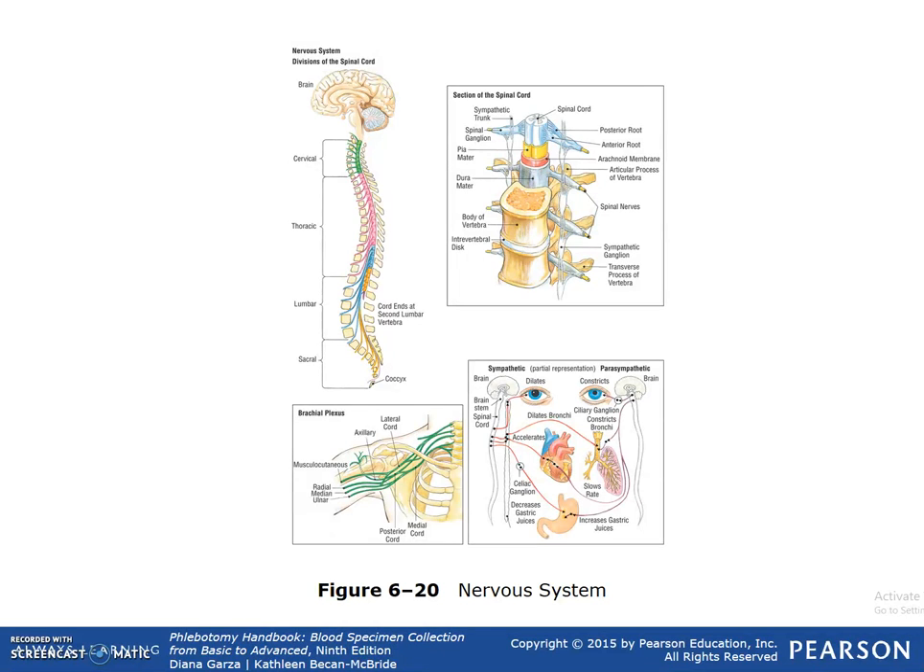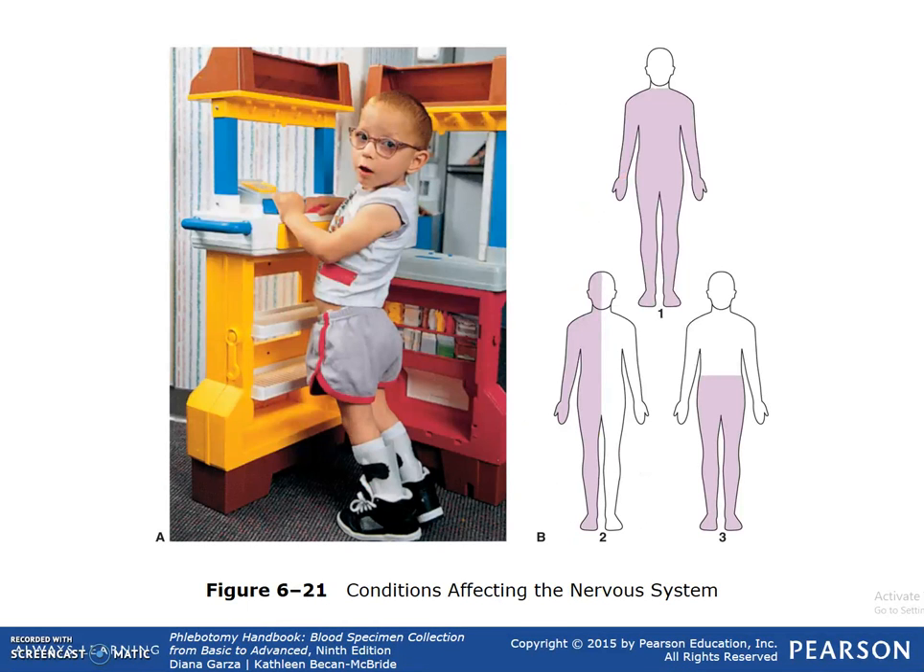Figure 6/20 is the nervous system broken down. Conditions affecting the nervous system: sometimes it can affect from the neck down. Sometimes it affects just one side of our body. Other times it could affect just the lower half of the body.